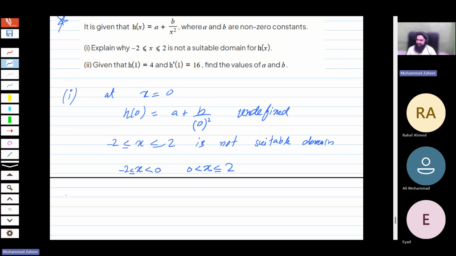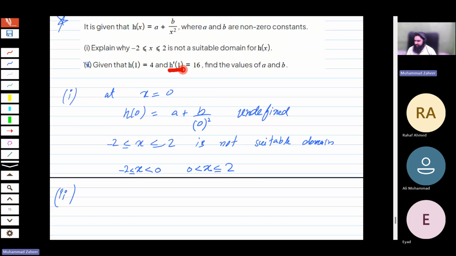Now in the second part, it says that given h of 1 is equal to 4 and h dash of 1 is equal to 16. It is a derivative question now, and we have not done the derivative. Find the value of a and b. Just skip that.